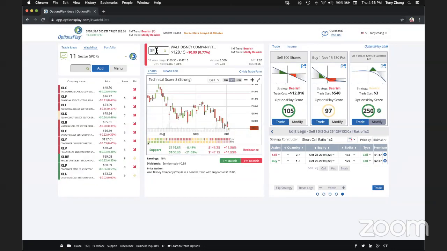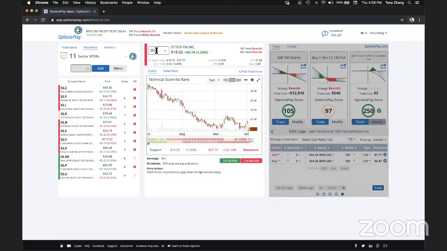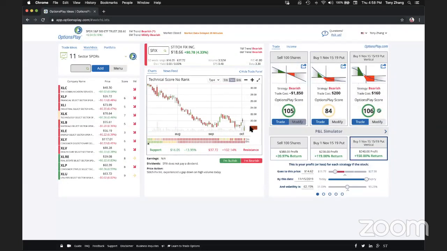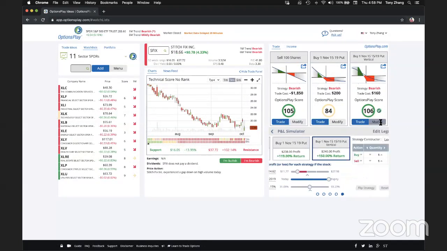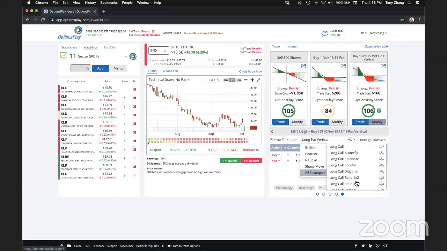Larry saying SFIX at 19.90. So this stock, you're down a little bit in my opinion. So this is not bad. I don't know that you'll be able to find exactly, but let's take a look. So Stitch Fix, I'm guessing, does not have weekly options, but let's take a look.